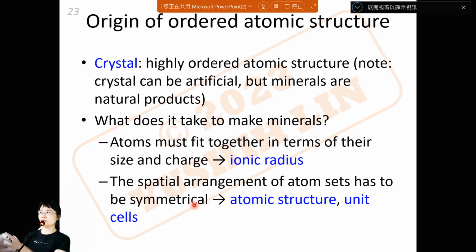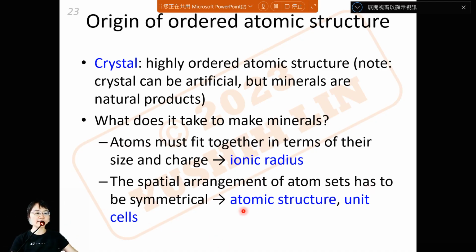Now I'm packing like I have Lego, but these Lego are balls. However, after I pack a unit like this, which may contain 15 balls, for example, I need to be able to repeat this unit in this direction, in this direction, in this direction. I need to be able to repeat this basic unit in 3 dimensions. That makes mineral. Their spatial arrangement has to be symmetrical so that they can repeat themselves endlessly.